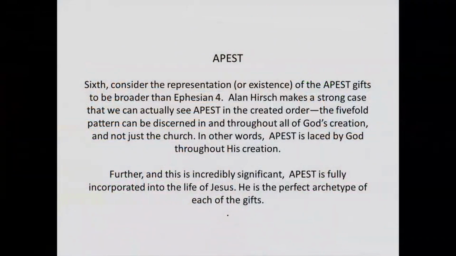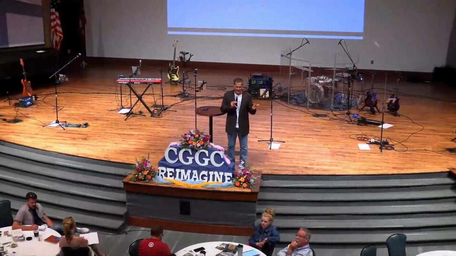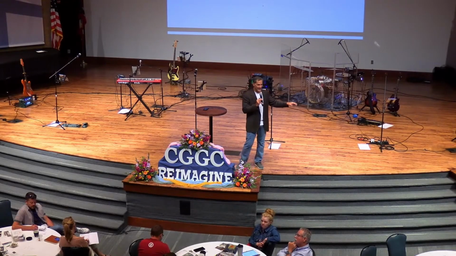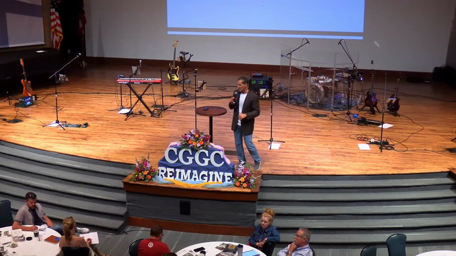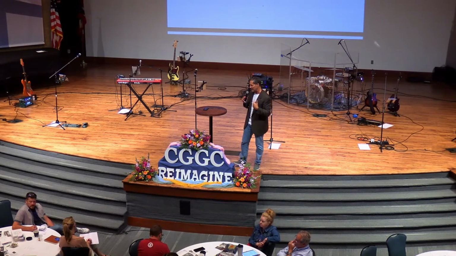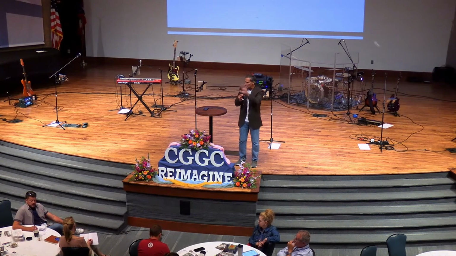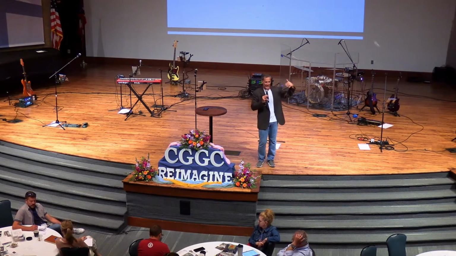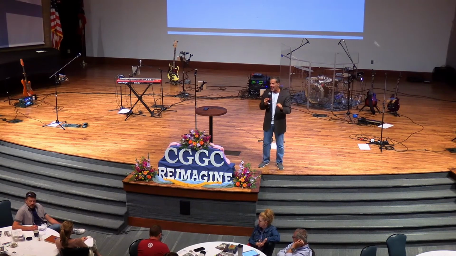And then the very last point is that last line. If nothing else convinces you, I hope this does, and this is incredibly significant: APES is fully incorporated into the life of Jesus. In other words, Jesus is the archetype of every one of these gifts. Jesus was rabbi, teacher. He was the great shepherd. Jesus was the sent one, right? He was the prophet. Jesus was the Word made flesh, evangelistic. So I just want you to see Jesus is the perfect archetype, and at the ascension, he gave these gifts to the church, the body of Christ, to continue the work of Jesus in the world.